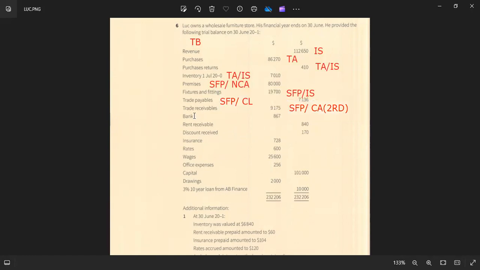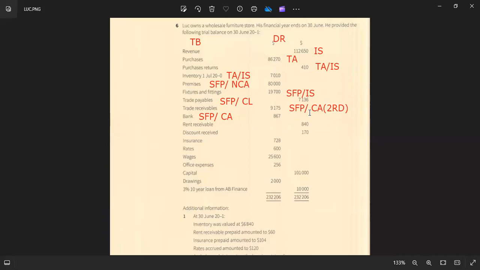Then our bank, as usual. Be careful. You can actually see that this bank is on the debit side. So this is the debit column of the trial balance, and the other one is our credit column. So when you see the bank on the debit side, it means this one is a current asset. It's an SFP item under current assets, if it's on the debit side. But if you find it on the credit side, it's written bank and it's on the credit side, it means this item is a what?